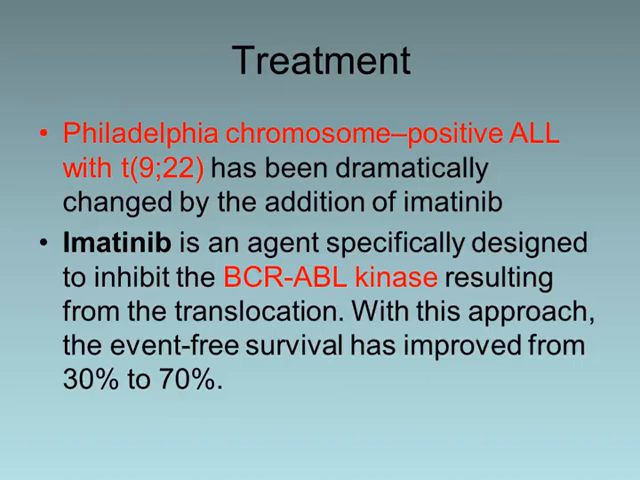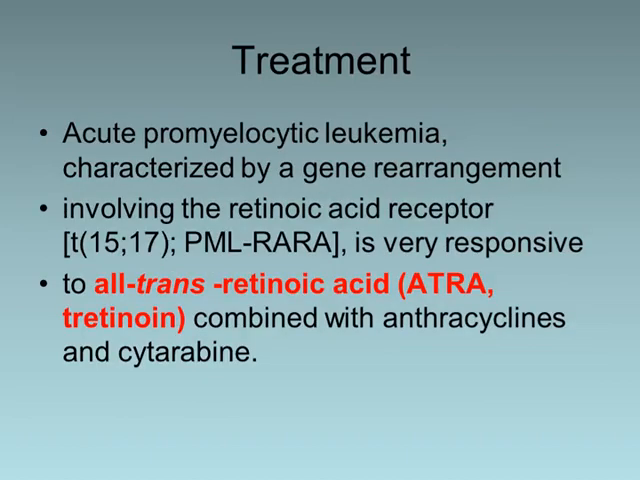Philadelphia chromosome positive ALL with the translocation 9;22 has been dramatically changed by the use of imatinib, which is an agent specifically designed to inhibit the BCR-ABL kinase resulting from the translocation. With this approach, the event-free survival improved from 30 to 70%.